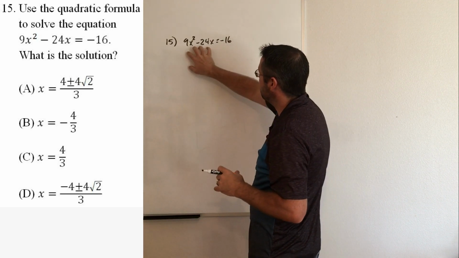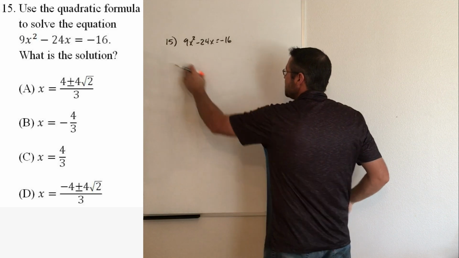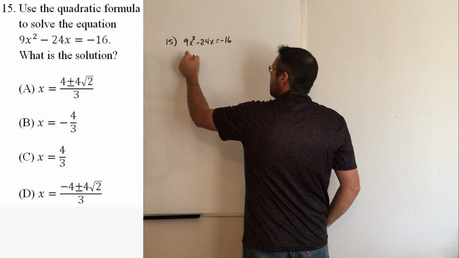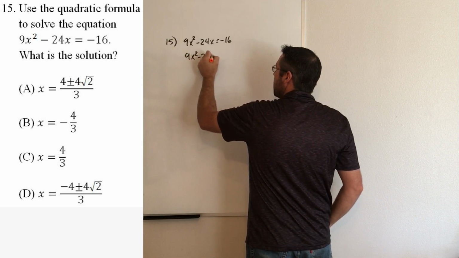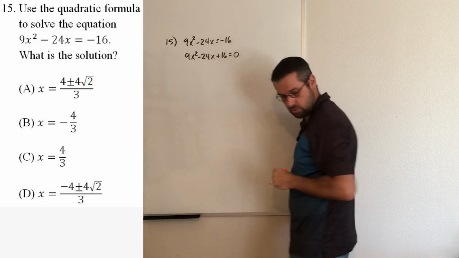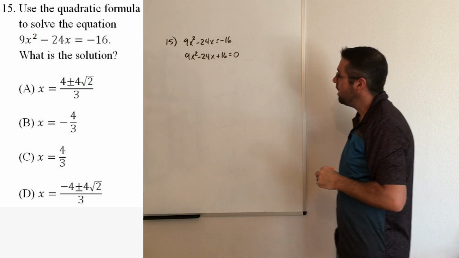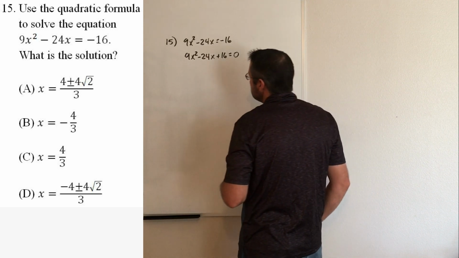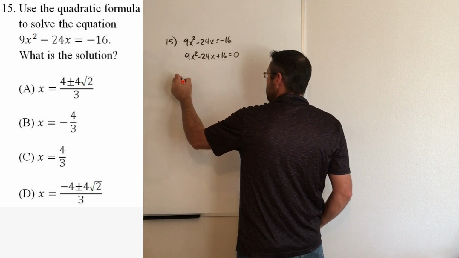I would prefer to move everything over here because that keeps our a value positive. So we'd end up with 9x squared minus 24x plus 16 equals 0. Now we've got some big numbers here, and there's nothing that we can really reduce out of this, so we're just going to use the quadratic formula.